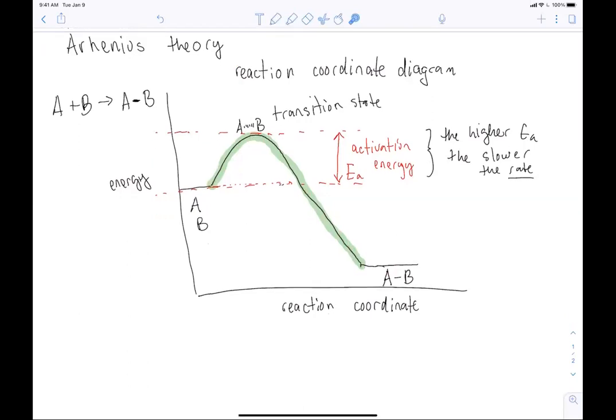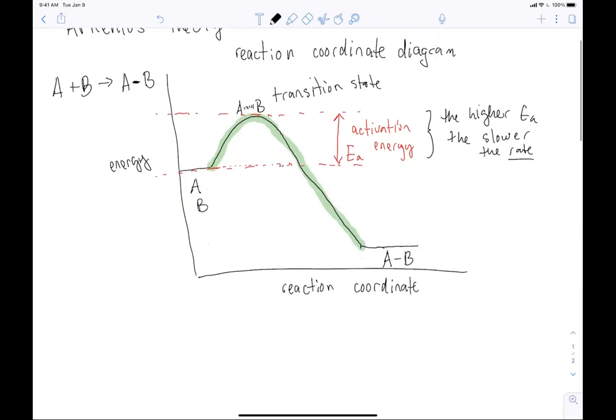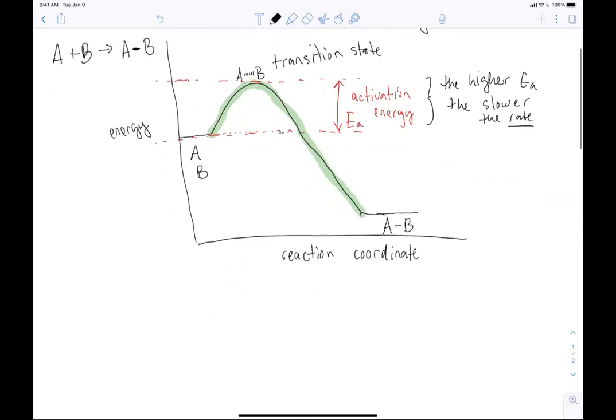Let's see if there's anything else. So yeah, the larger E sub A is, I'm trying to remember all of what we work into the modules here, but it's related to the rate of the reaction. It's related to the rate constant. So yeah, this stuff's related to K. Let's look at another one, something that has multiple steps, and that'll make that clearer.